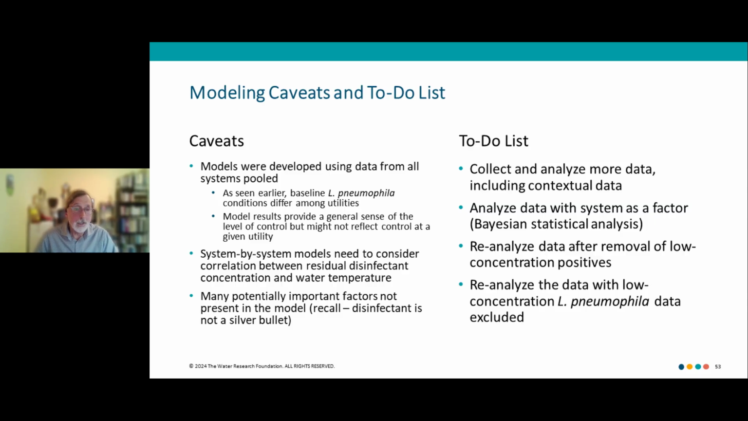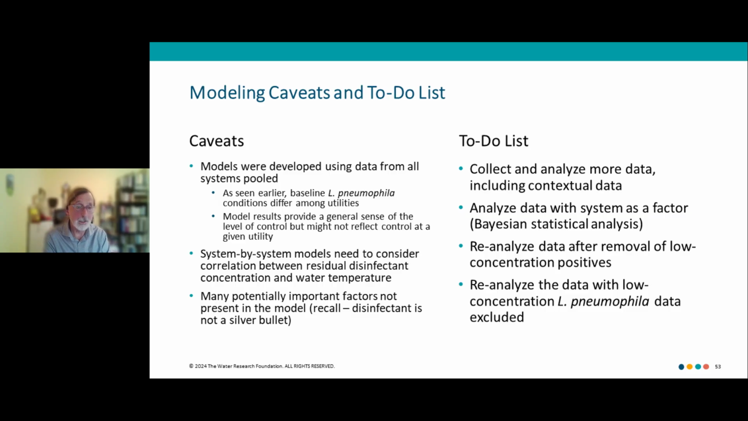A few caveats and the to-do list. The caveats: the model was developed using pooled data from all of the systems. As you see, there is a baseline for different utilities, and that can vary. So, a next level of modeling could separate out the utilities and do similar statistics. We know that many potentially important factors are not present in the model, like the pipe type in the vicinity of the positive, et cetera. And as you're probably tired of hearing, disinfectant is not the silver bullet.